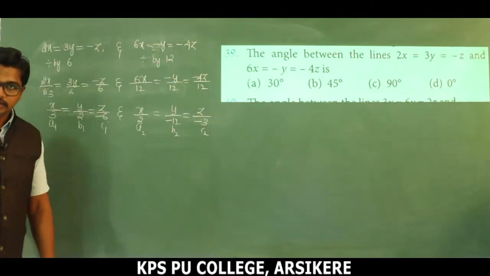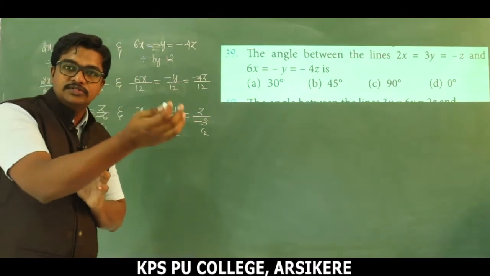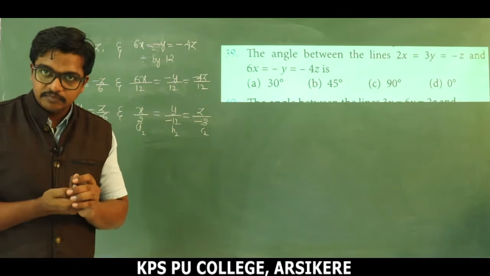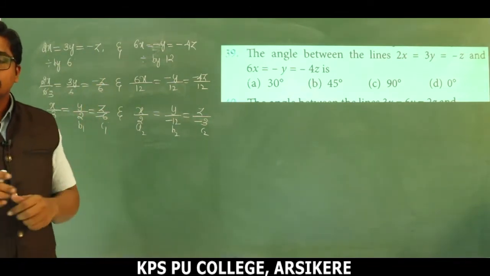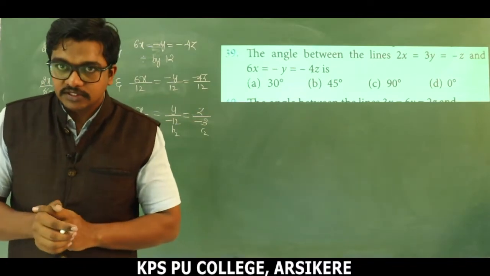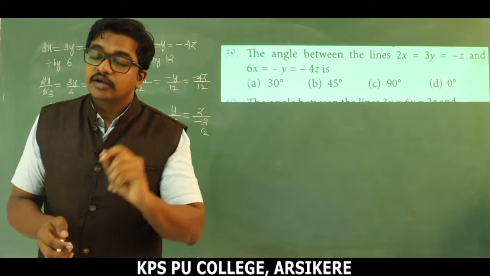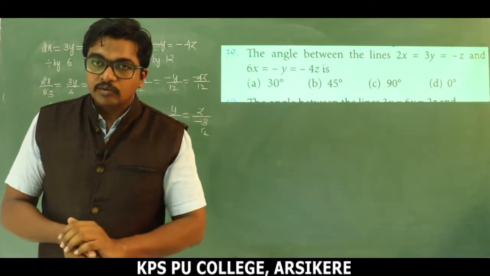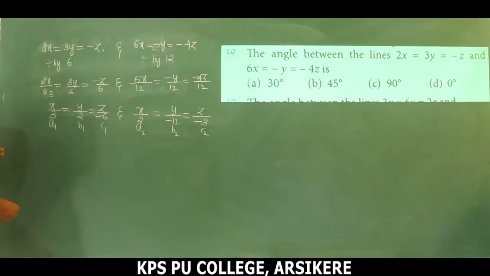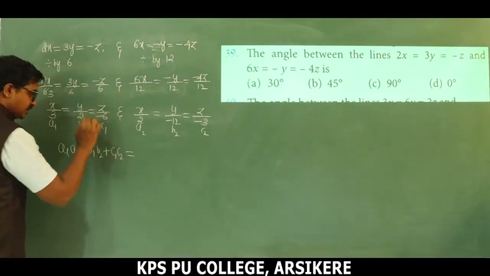So before going to find the angle, just find the product, because when the product is equal to 0, the angle between them is 90 degrees. Okay, so before applying the formula, cos theta is equal to modulus of a1 a2 plus b1 b2 plus c1 c2 divided by root of a1 square plus b1 square plus c1 square into root of a2 square plus b2 square plus c2 square. So before applying the formula, first directly we can find the product of what? a1 a2 plus b1 b2 plus c1 c2 is equal to what?